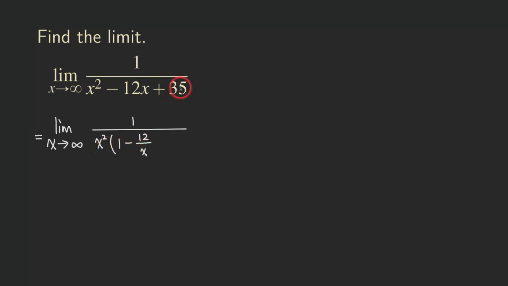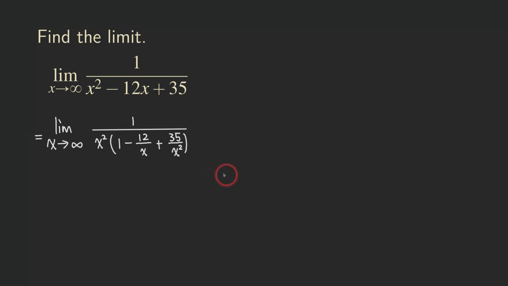Following the same idea, we get the 35 over x squared. When you multiply the x squared with the 35 over x squared, you can cancel the x squared and you still get the 35 back. That's the factorization here. And then you may say, now what?